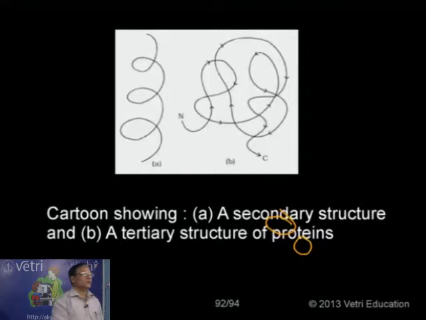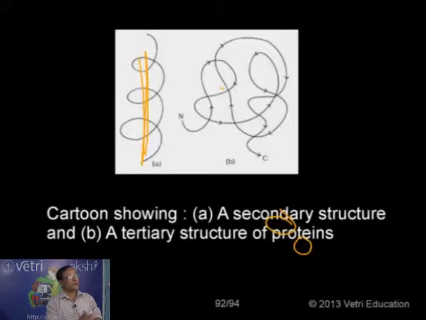Now here is a part. You see that one. This is a simple primary structure, and once the primary structure gets folded like a helix, then it is called the secondary structure. Now this one represents the secondary structure. And here you see the helices as well as the sheets combine together to form what is called a tertiary structure. It is nothing but a cartoon showing simply the secondary and tertiary structures.